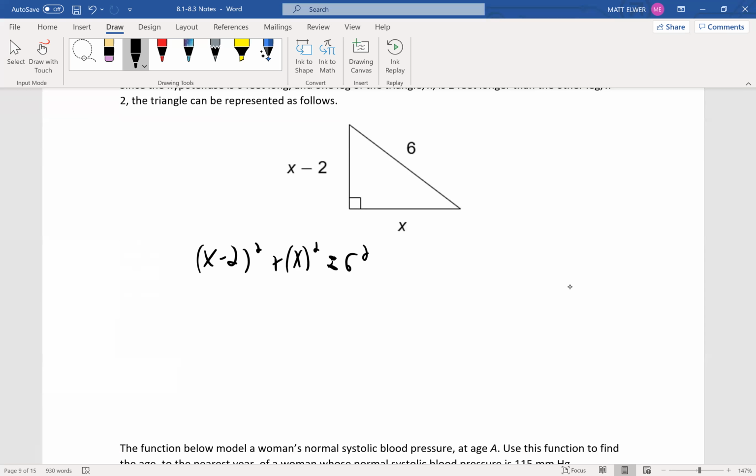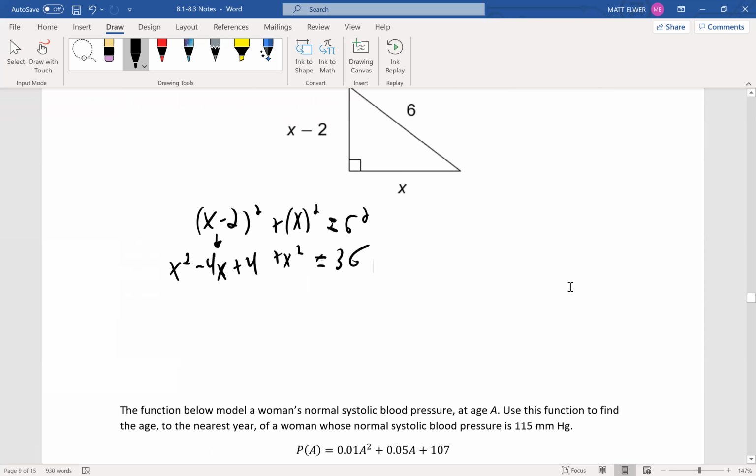So what I'm going to do first is FOIL x minus 2 squared. So we get x squared minus 4x plus 4. That's what this evaluates to after I FOIL it. And then x squared is just x squared, and 6 squared is 36.